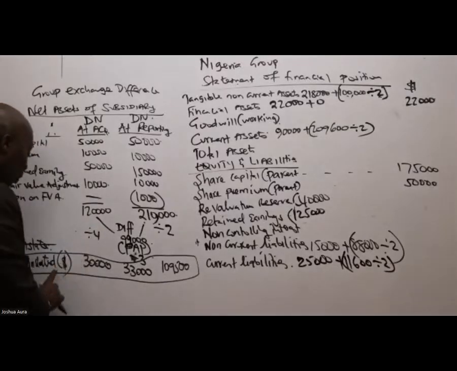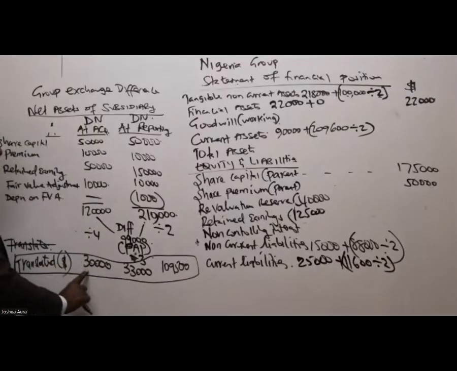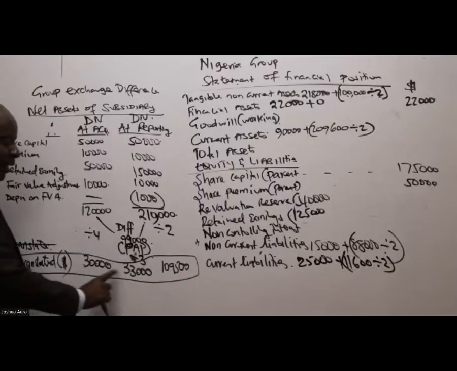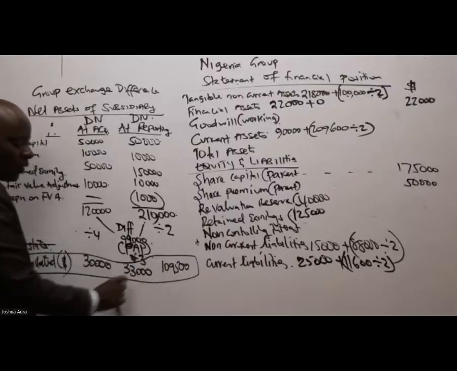How about these translated figures? Can somebody take 30,000 plus 33,000? Are we really going to get this figure? No.